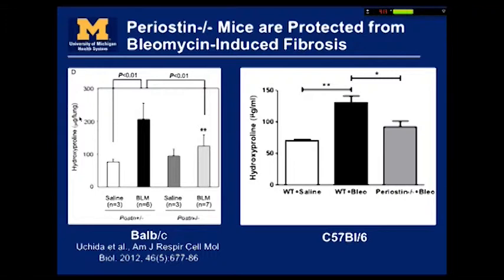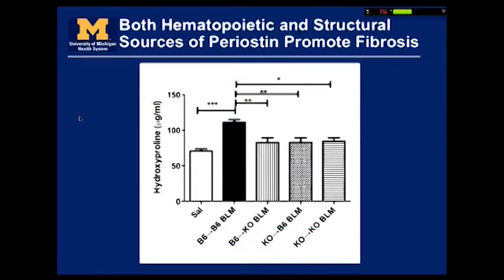So maybe we got lucky because we bred our knockout mice to the Black 6 background. We also show that they're protected. So here are the wild-type mice treated with bleomycin, developing an increase in hydroxyproline characteristic of fibrosis, and the periostin knockout mice treated with bleomycin are relatively protected.